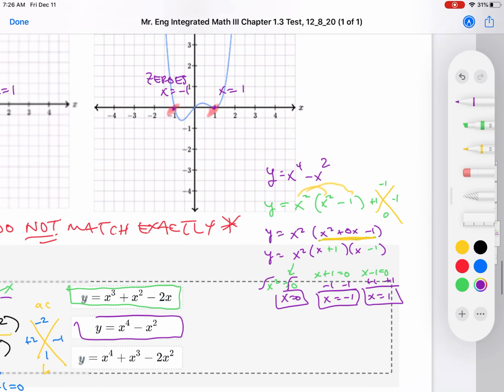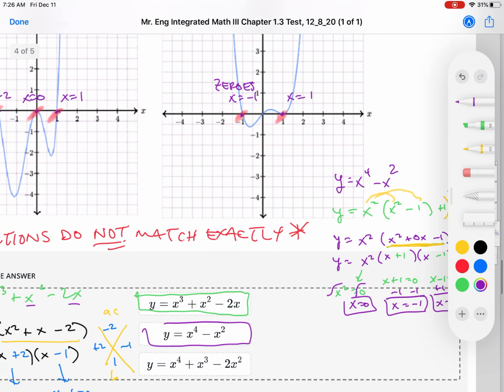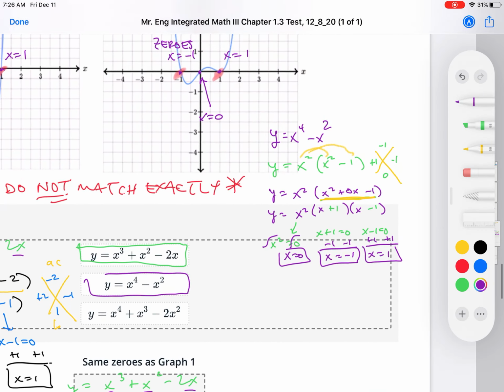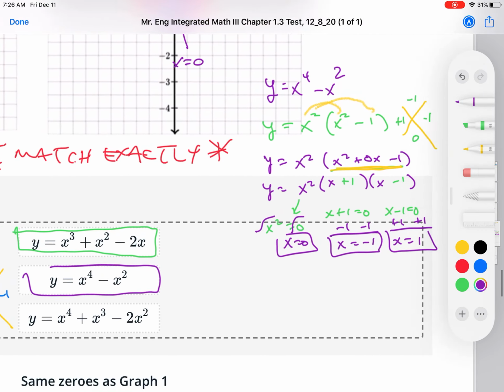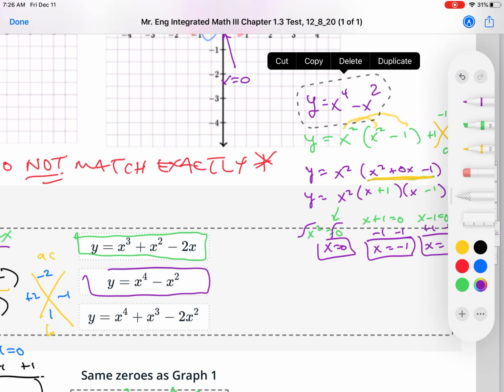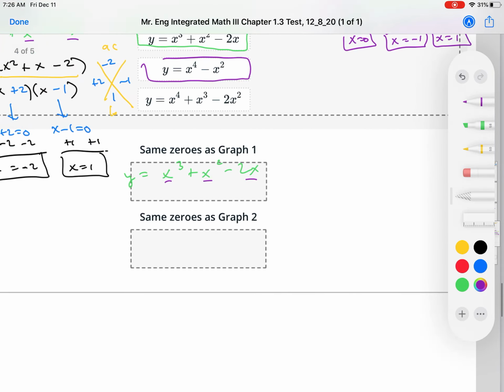So which one of these has a 0, x equals 0, -1, and +1? That is actually right there. So this would be x equals 0. So this one would have graph 2.